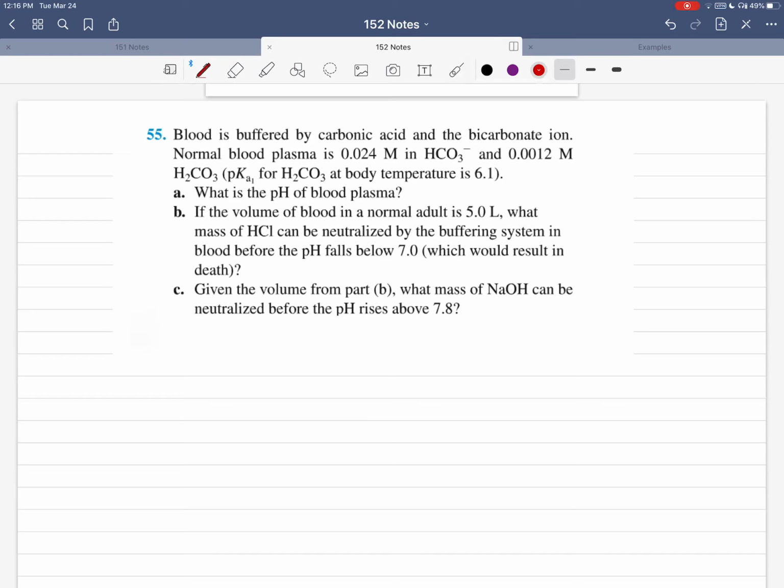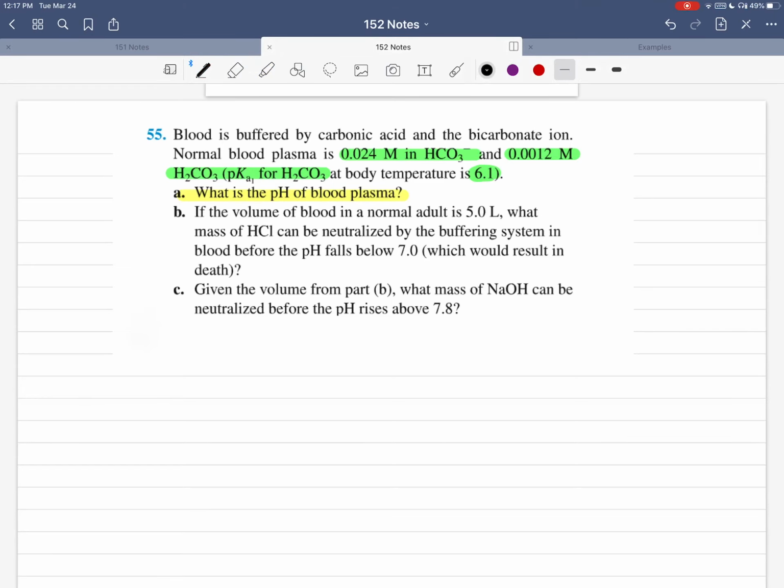A, blood is buffered by the carbonic acid and the bicarbonate ion. Normal blood plasma is 0.024 molar bicarbonate and 0.0012 molar carbonic acid. It gives you pKa1 at body temperature is 6.1. A, what is the pH of blood plasma?